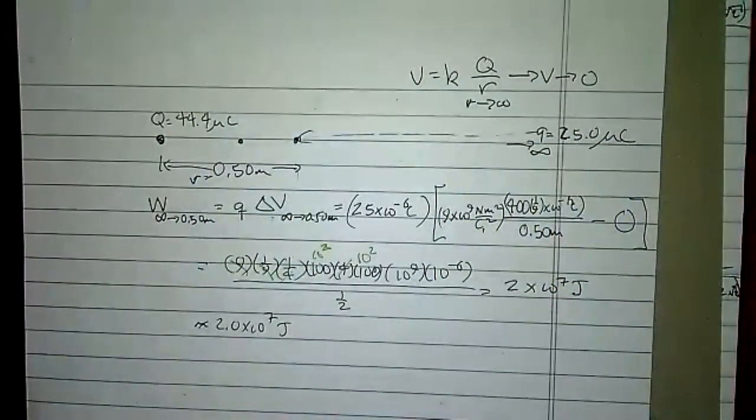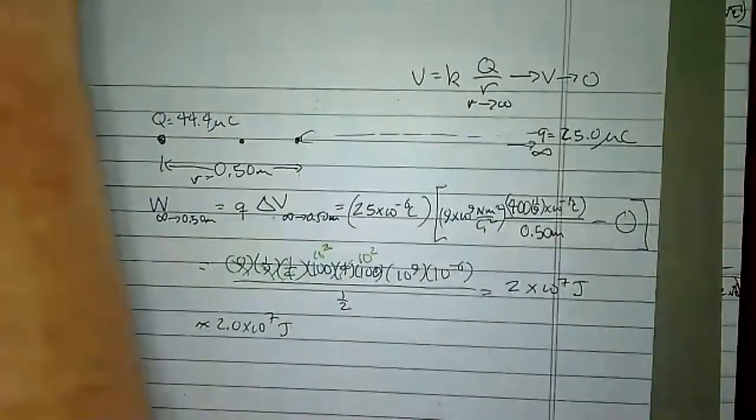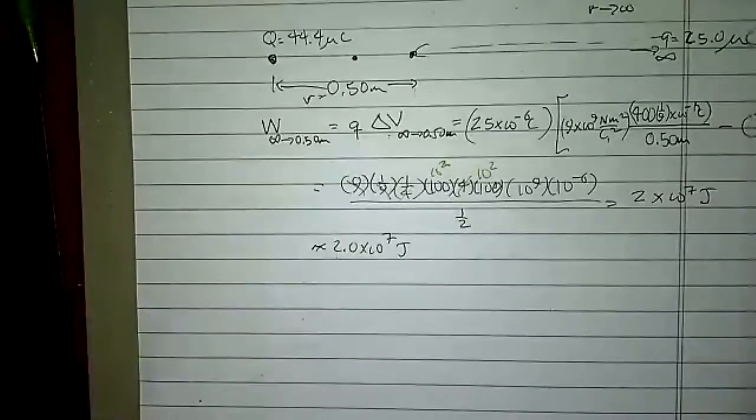So you'll see questions like that. They'll ask you, how much work does it take to build this charge configuration? And you'll have one charge queue that was already there, and then you bring in, say, 1, 2, or 3 other charges. Well, that's what you do. You just keep adding them up.